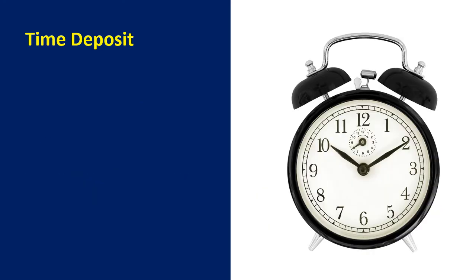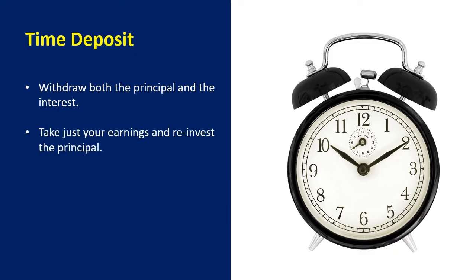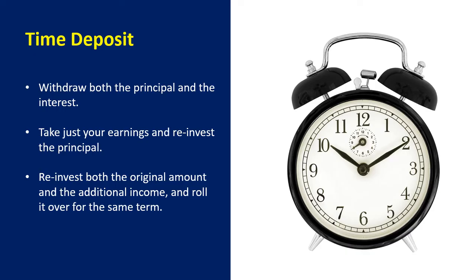All right. What will you do when your time deposit matures? First option is you can just withdraw both the principal amount and the interest. Okay. The second option is to just take your earnings or the interest income and then you reinvest again your principal. The last option is to reinvest both the original amount and the additional income and roll it over for the same term. So meaning to say you will not get anything at all. You will just reinvest your accumulated money.